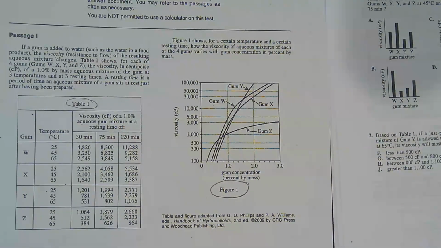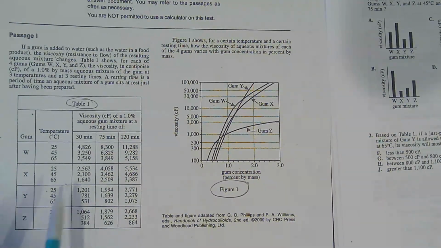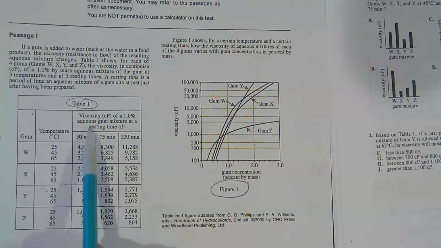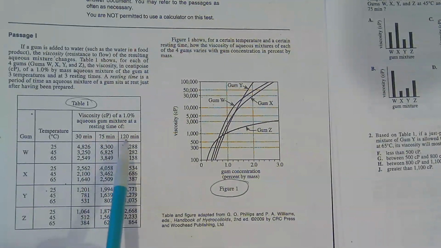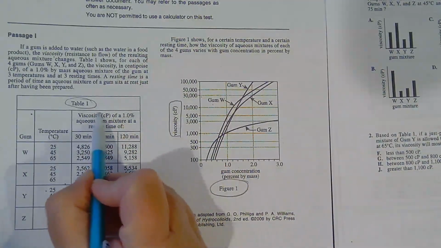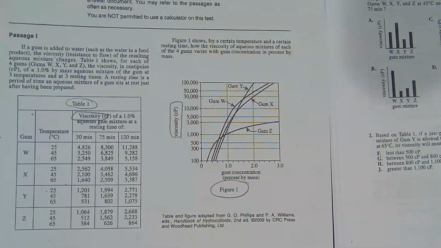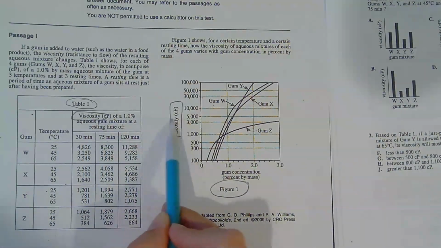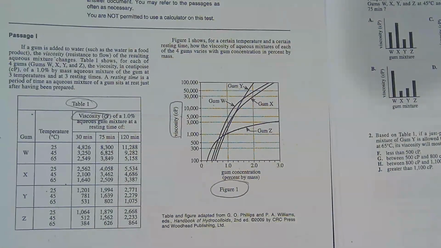Then I just want to take a look at the numbers and see how they're trending. I notice as I go through temperature, these are all the same. I'm looking at viscosity at 30 minutes, 75 minutes, and 120 minutes. One thing I notice on this other chart is that I have viscosity and I also have viscosity. So since viscosity appears on both tables, I would call this a data link. It's a way that if I want to find temperature compared to gum concentration, I can bridge the gap there through viscosity.